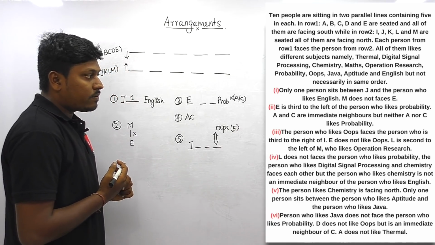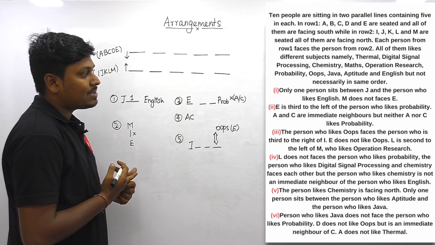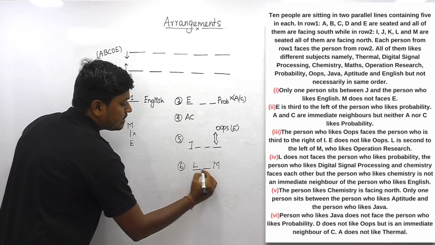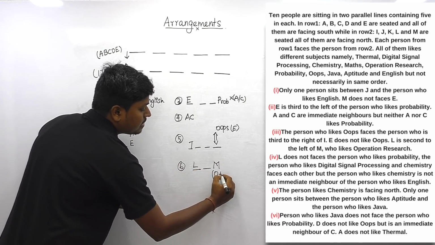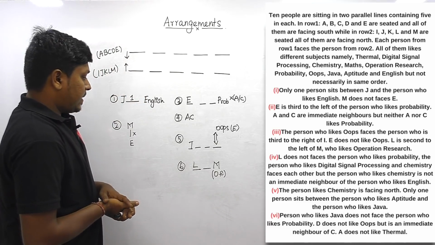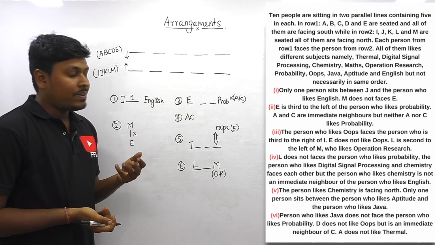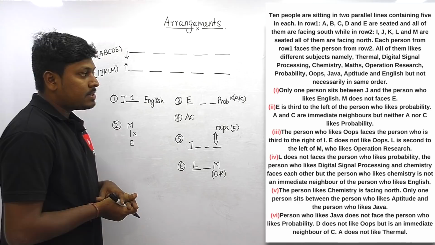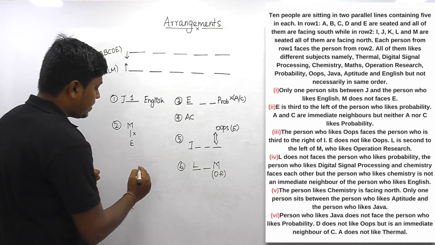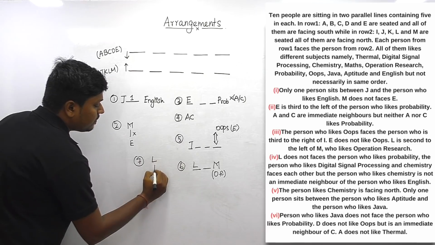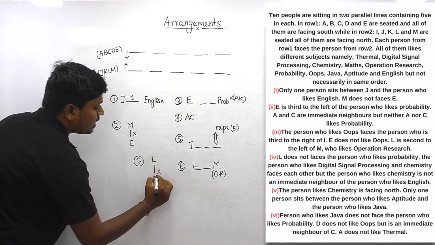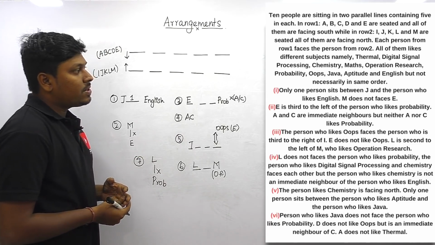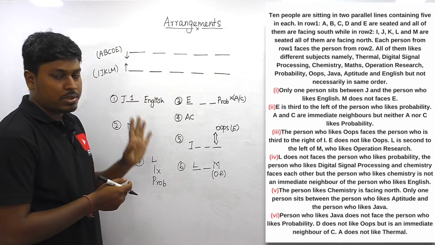L is second to left of M, and M likes operation research. So we can say that M's left hand side at a second place is L, and this person M likes operation research. I think we are writing lots of clues, but we are not able to fix anything. Okay, next point: L does not face the person who likes probability. Take it as clue number 7. L does not face a person who likes probability, and we already know that M does not face the person E. So friends, let me do one thing. Instead of reading all the remaining lines, we can go for two possible diagrams, right?